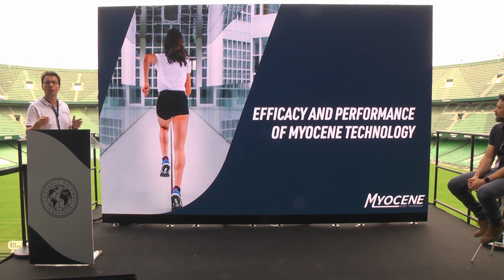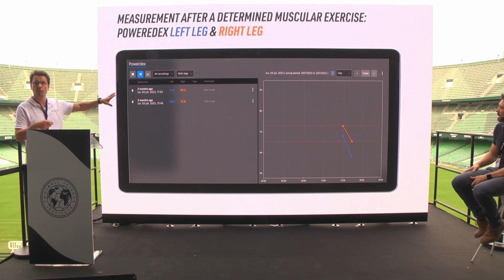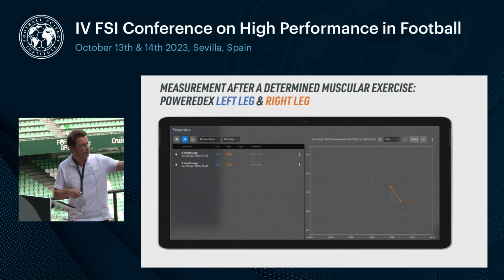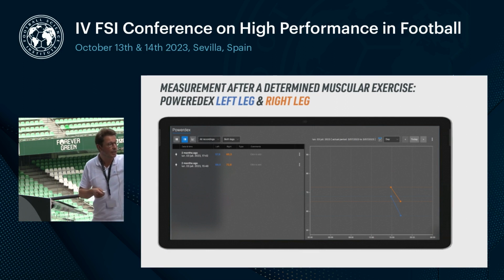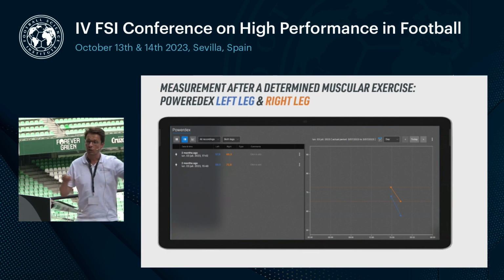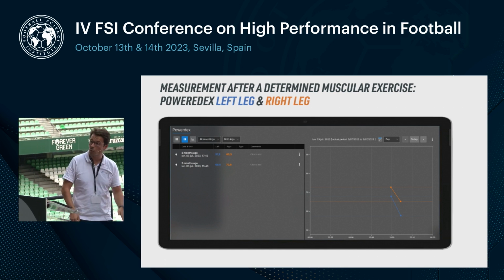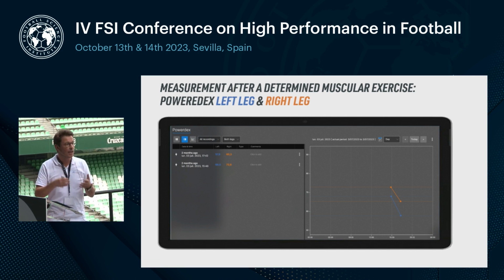So let me give you a quick example of how the device works before I leave the floor to João, who is going to share his own experience. This is an extract from the Myocene software. What you can see on the screen is the left leg in blue and the right leg in orange. The power dex is a value between 50 and 90. It can be different from one leg to another, as we see here in the example. And we do not compare those values between athletes. This is personal and is related to physiological aspects.